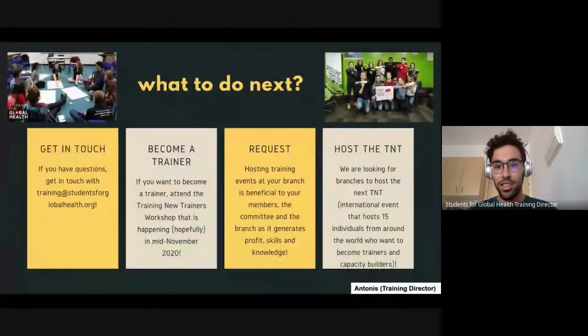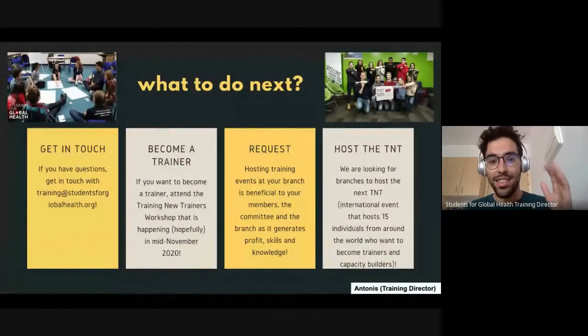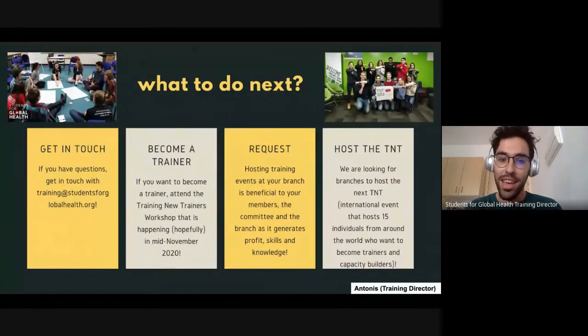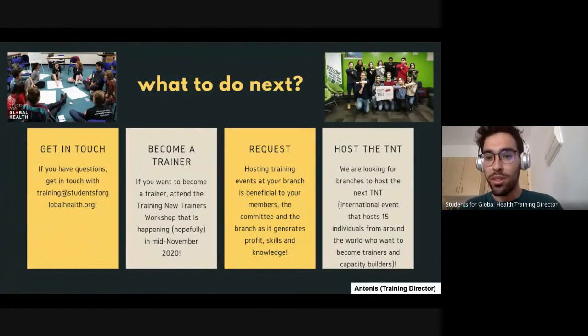Just to sum up, the most important thing from this slide is to get in touch with me on training at studentsforglobalhealth.org. If you're interested to become a trainer, we have the new Training New Trainers workshop coming up in mid-November usually. Or if you're interested to host a training event at your branch, then again, give me a shout and I can help you with that on any topic that you want. It doesn't need to be from the list that we provide, it can be on anything.